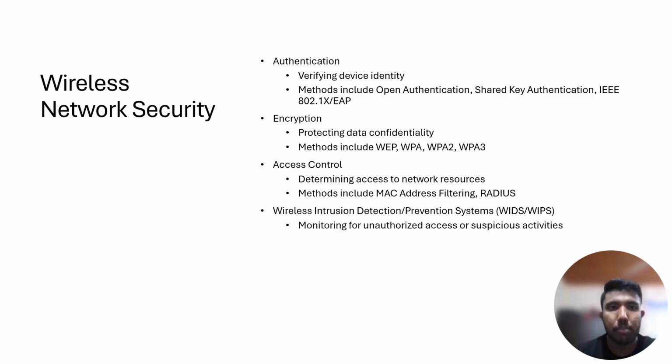Encryption. Encryption protects the confidentiality of transmitted data. Methods include WEP, wired equivalent privacy, WPA, Wi-Fi protected access, WPA2, advanced encryption standard algorithm, WPA3, introduced in 2018, which further strengthens security with improved key establishment and protection against offline dictionary attacks.